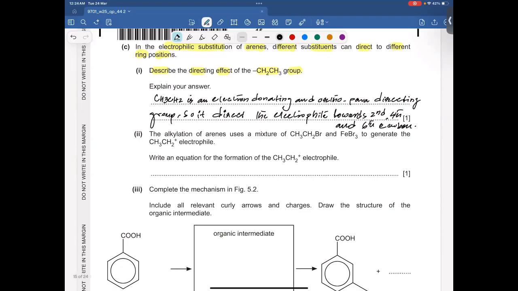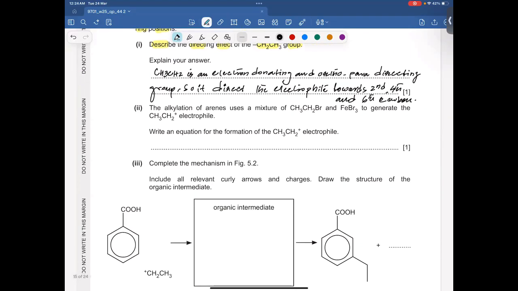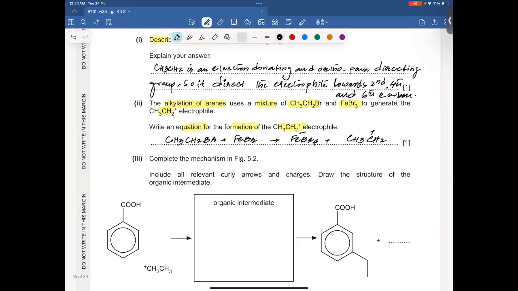The alkylation of arenes uses a mixture of this compound and this to generate the electrophile. Write an equation for the formation of this. Easy piece of cake. ऐसे क्वेश्चन आने चाहिए जिसमें ज्यादा सोचना ना पड़े, है ना? FeBr3 is basically a catalyst. It will turn to FeBr4 negative plus CH3CH2 plus, which is basically your electrophile.